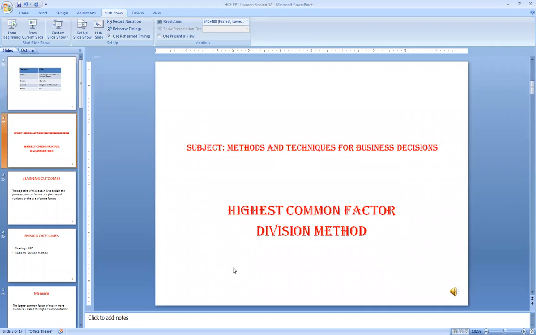HCF is nothing but the largest common factor of two or more numbers. We know that common factors mean the numbers which divide the given numbers very easily. The two or more numbers which divide the given number are called the common factors. Among those, the largest common factor is called the HCF.